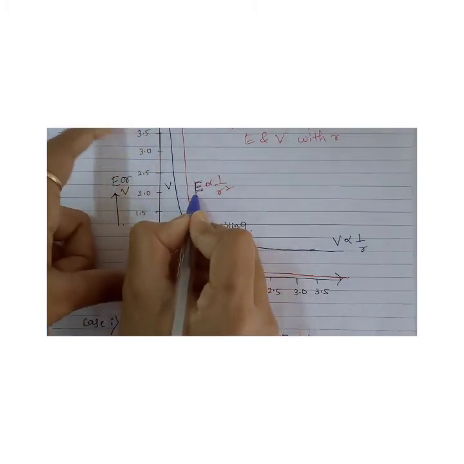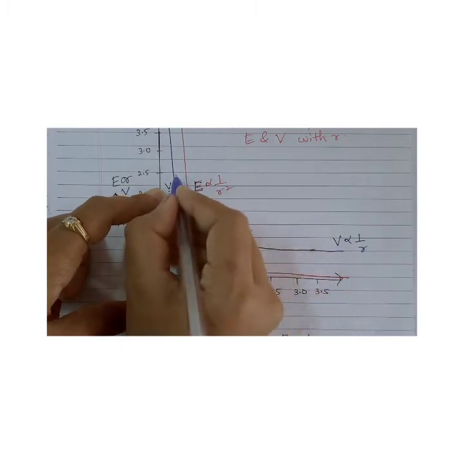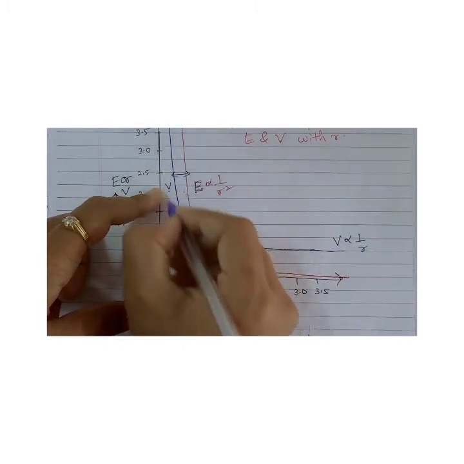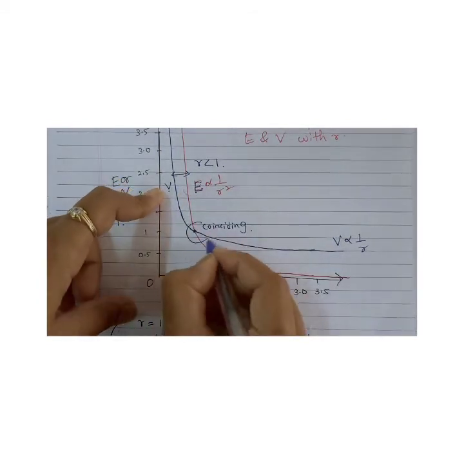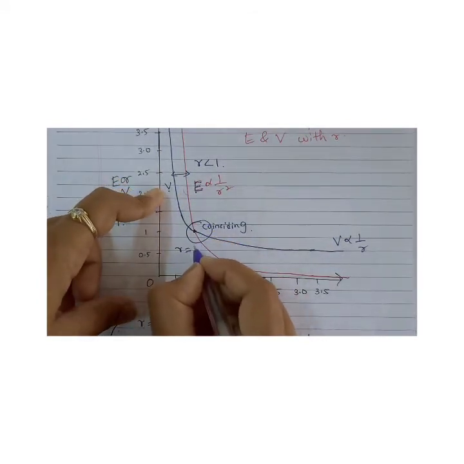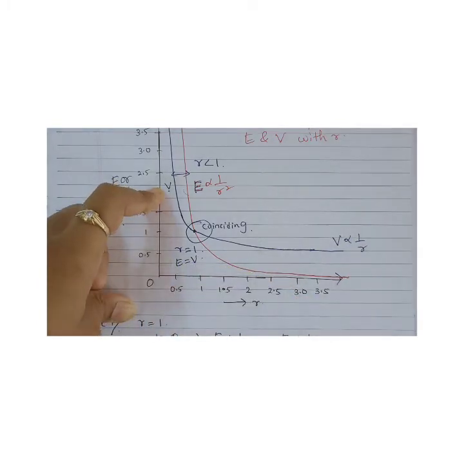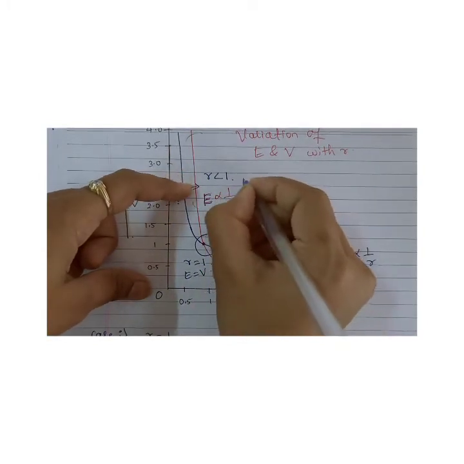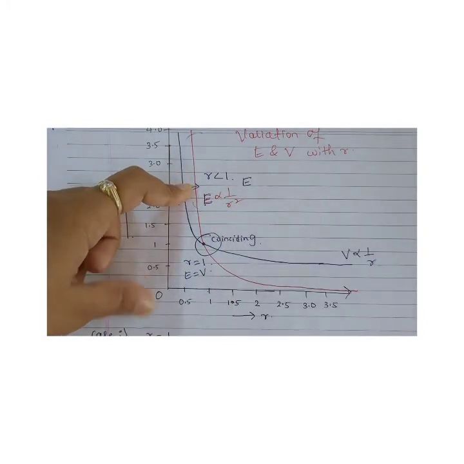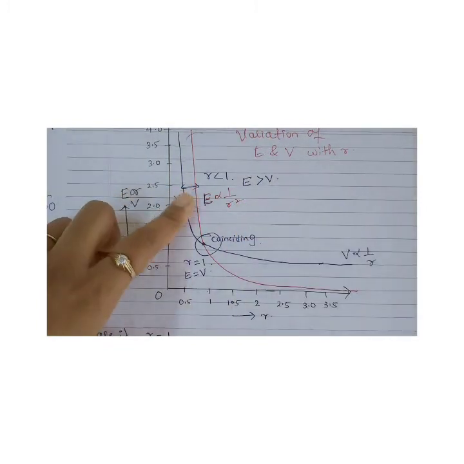First, which one is coming here? E is first and then V. When you see this part, if R is less than 1, and when R is 1, or you can say E equals V, clear? Or you can say here E is greater than V in this case.